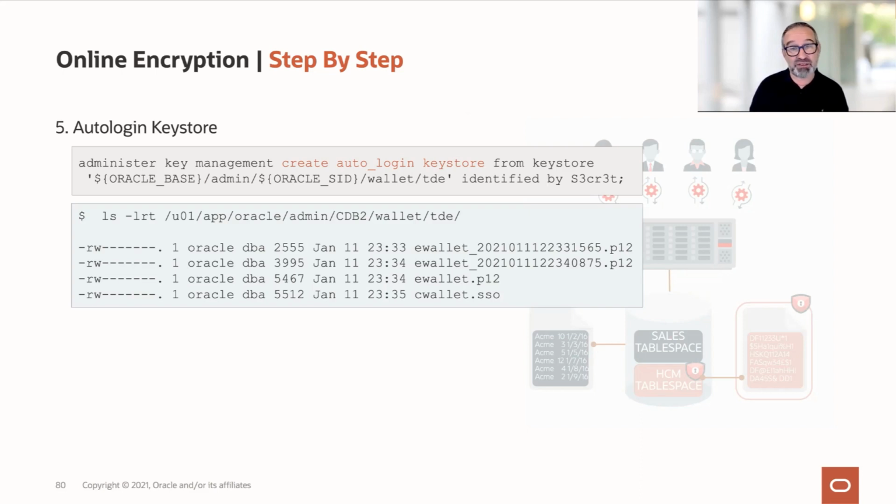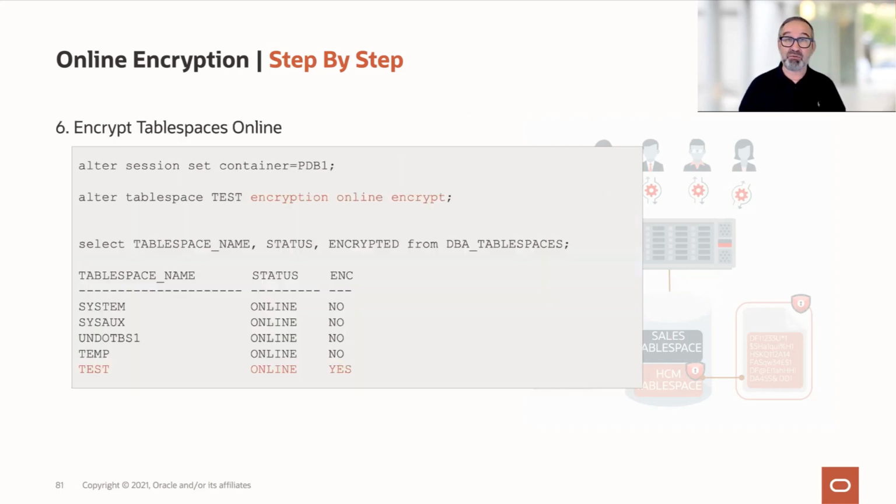When we check now on disk, you see that we have more files. We have also now a cwallet.sso, and for the containers, separate ewallet key stores here. And once all this is done, this was the prep stuff, now I can encrypt my tablespace. So here I go into my PDB1, I have my tablespace test. It was there before, and I simply say alter tablespace test encryption online encrypt, and it's encrypted.